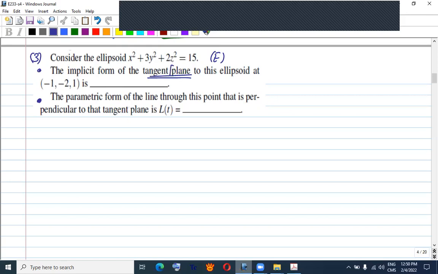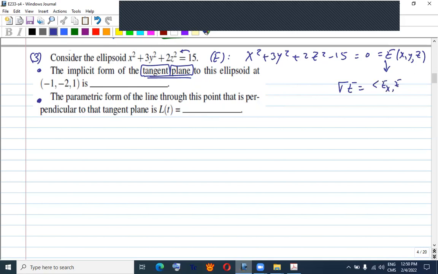Again, it's a plane and it's a tangent, so it works on delta f. Again, you can move this to the other side. So the ellipsoid would be x squared plus 3y squared plus 2z squared minus 15 equals 0. Or you can say it's the function E as a function of x, y, z, the ellipsoid. So you want to find delta E, I call it not f, delta E. So you want to find its gradient, and you have Ex, Ey, and Ez.